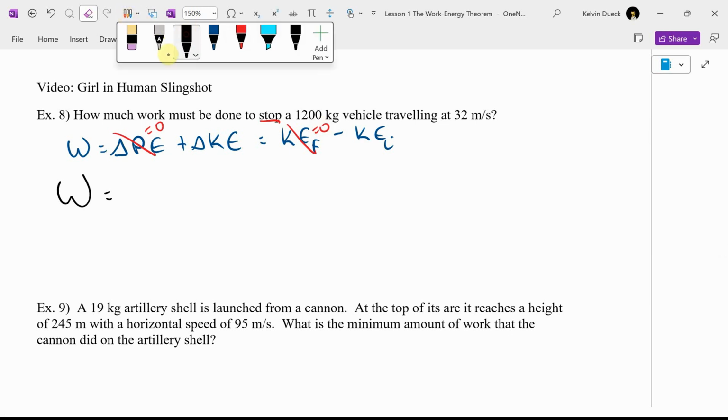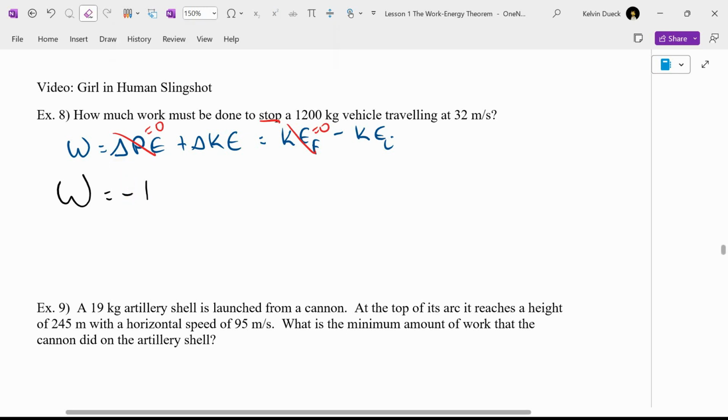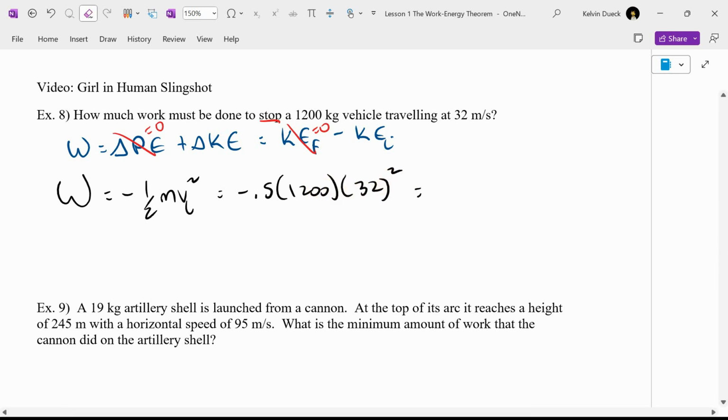So what I end up with, this one cleans up a little nicer than a lot of the work energy theorem equations do, with negative a half m v initial squared. Negative 0.5 times 1200 times 32. Don't forget the squared. What do you get? I don't know. Hang on. Other people are still typing. But thank you for your enthusiasm. There, Aaron picked up his calculator. Now he's going.